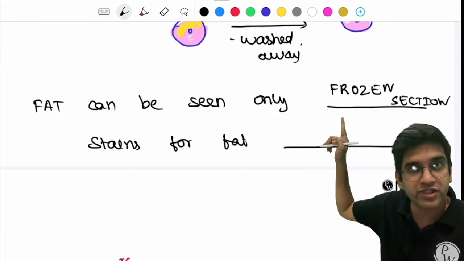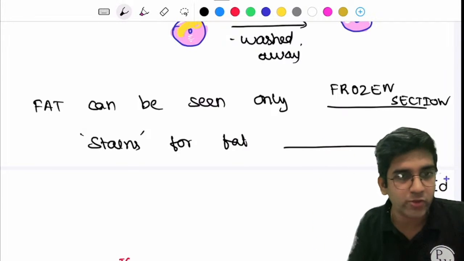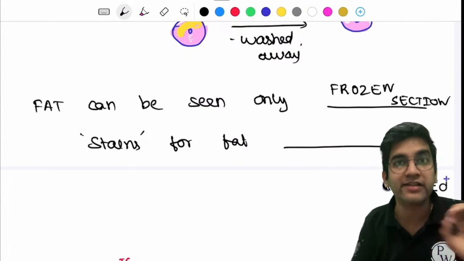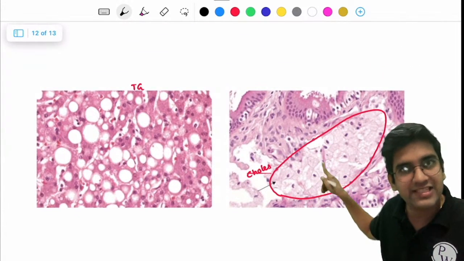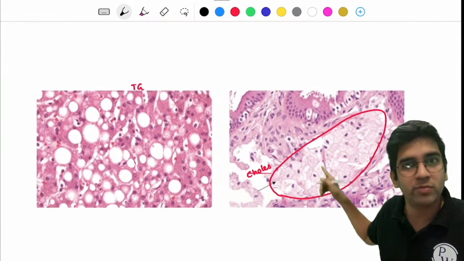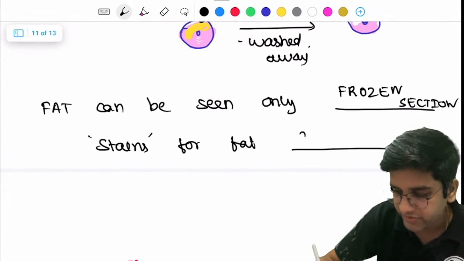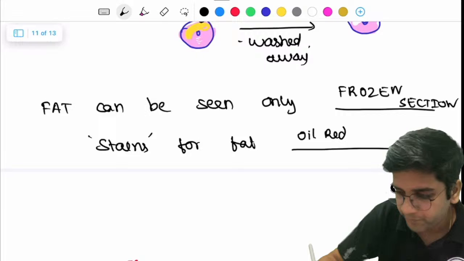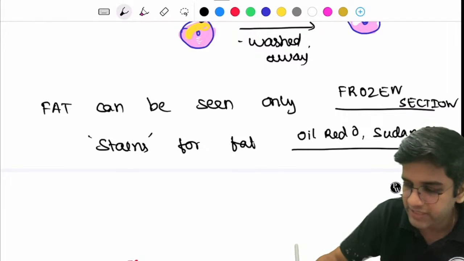And only in a frozen section, since I see fat, I can use stains for fat. Oil Red O and Sudan black cannot be done in a routine section. This is a routine section. If I do Oil Red O here, will I see fat? I won't, because it's empty. There's nothing there, right? So the stains for fat, like you said, are Oil Red O and Sudan black. There are multiple variations of Sudan black.